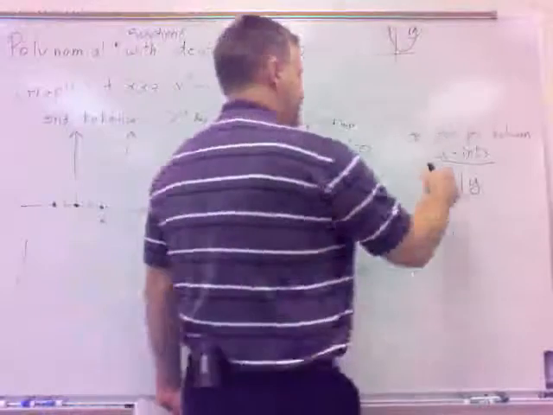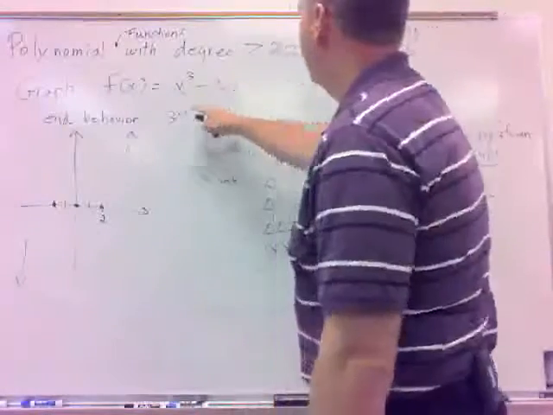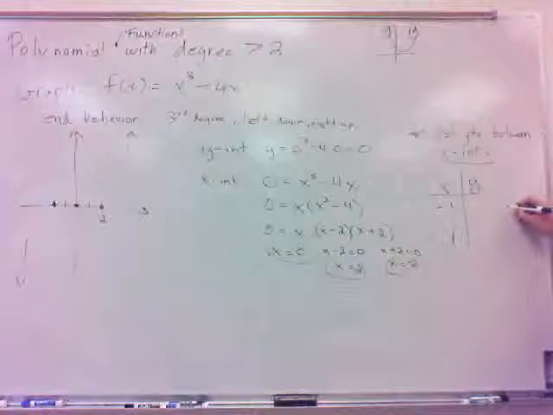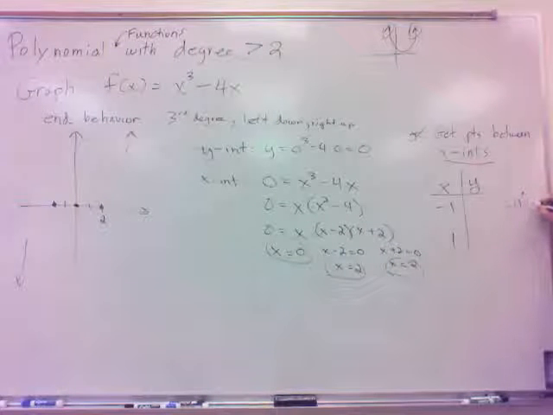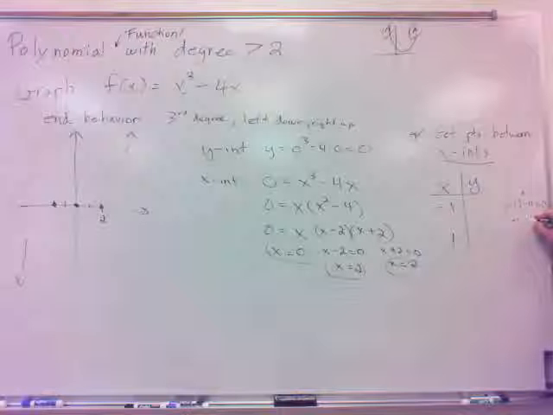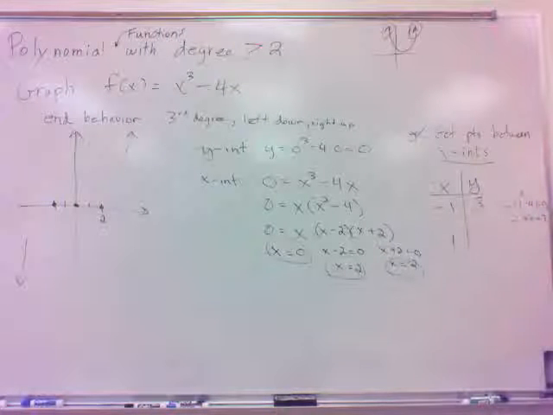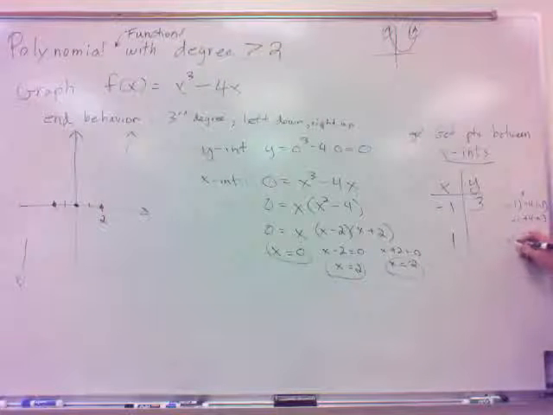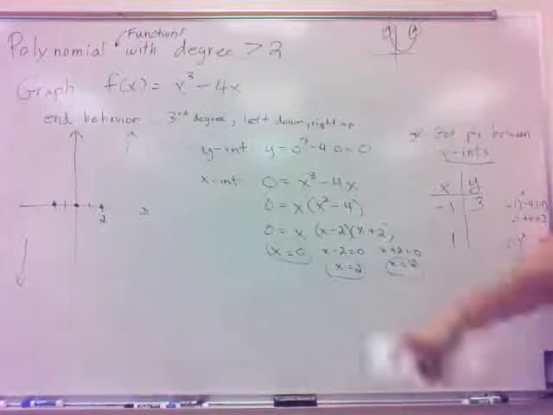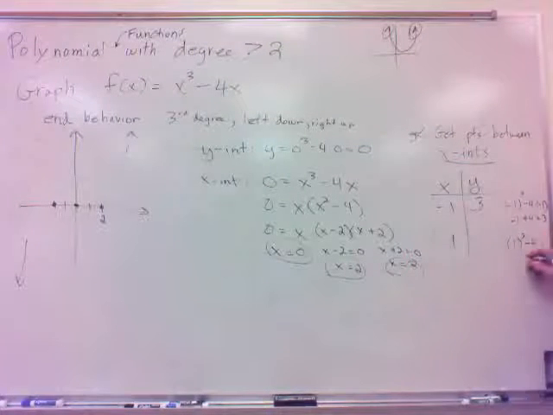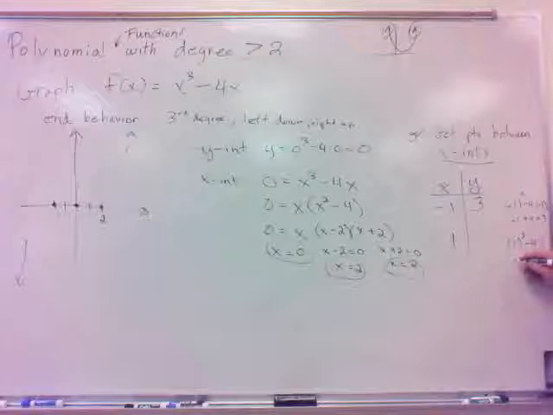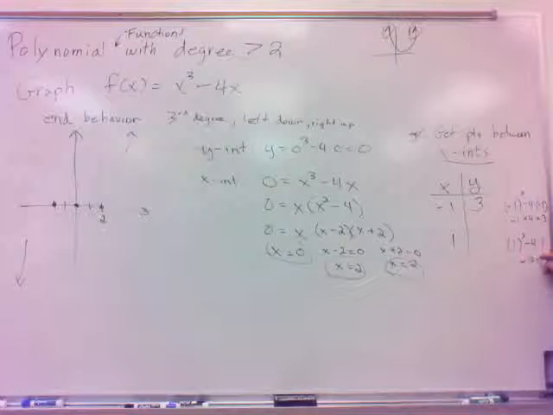So if x is negative 1, then the y would be what? Negative 1 cubed minus 4 times negative 1. What does that give me? Well, that gives me negative 1 plus 4. Hey, that's positive 3. Y is positive 3. Then x is 1. If x is 1, then it would be 1 cubed minus 4 times 1. What does that give me? Well, that gives me 1 minus 4. It gives me negative 3.